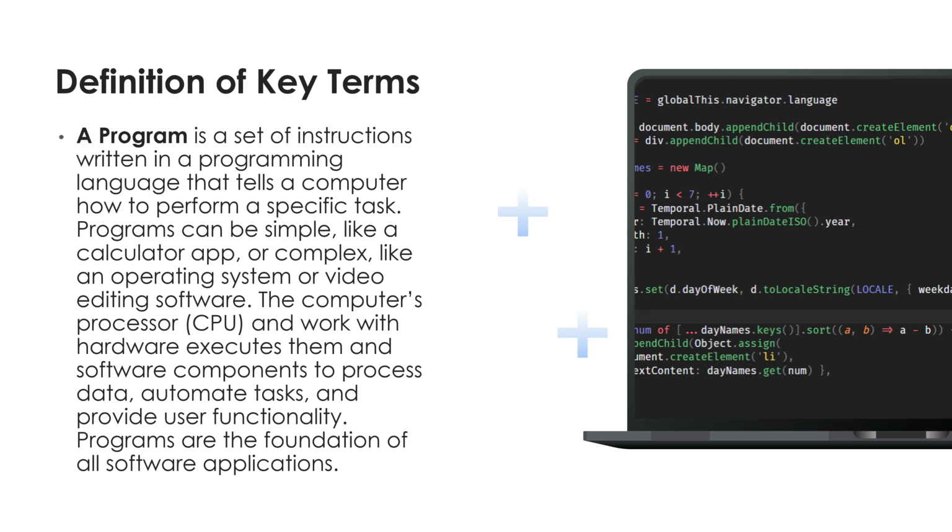So the CPU works together with other hardware to run programs, process data, automate tasks, and give you functionality you actually use. Programs are the foundation of everything that we call software.